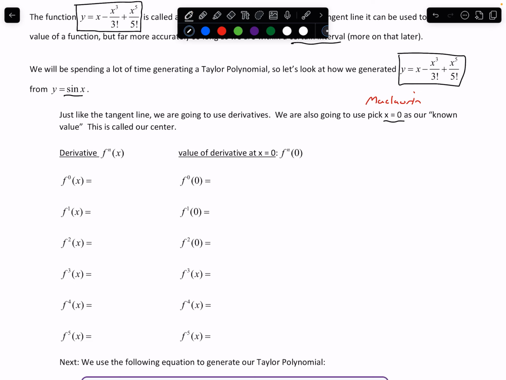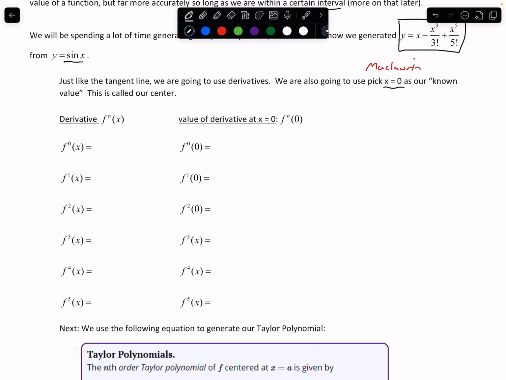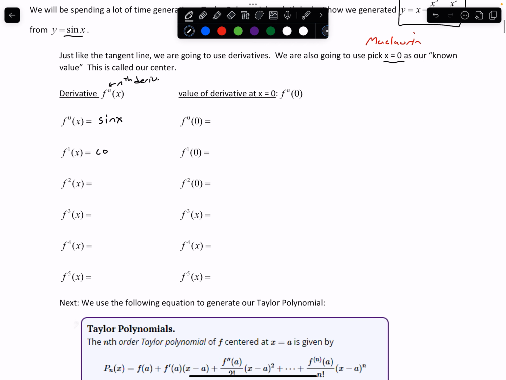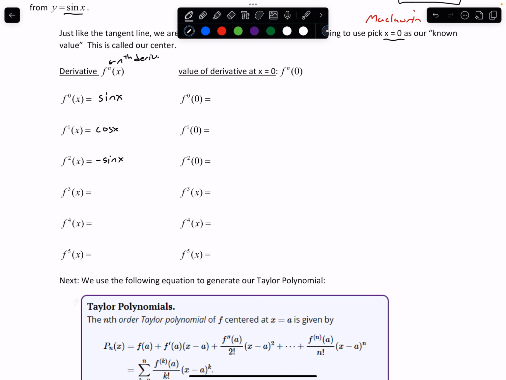So we're just going to take a bunch of derivatives, and we'll talk about why we do this in just a moment. Now, the first thing we're going to do, we want to find the nth derivative. That's what this little n means here. So the 0th derivative, well, that's just the original function, sine of x. To get the first derivative, that's just going to be cosine of x. The second derivative is negative sine of x. The third derivative, negative cosine of x. And the fourth derivative is sine of x. And then the fifth derivative is cosine of x.